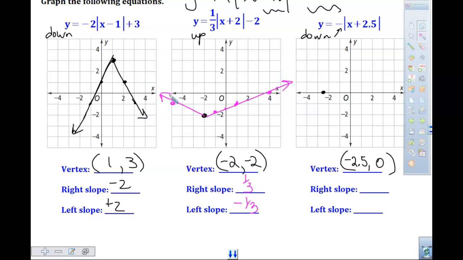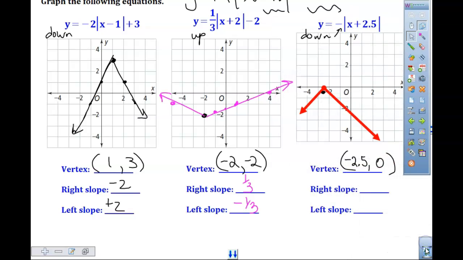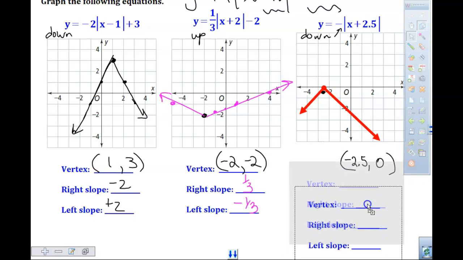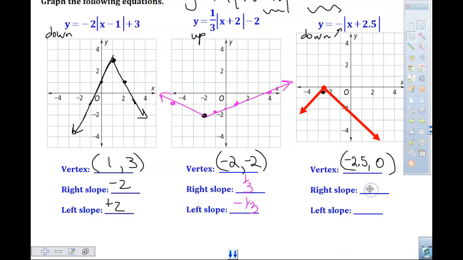And if you haven't done the last one, please do that right now. So we got 0, 2.5, it's right on there. And as we look at our slopes, we would have had on this side it is negative 1, positive 1.